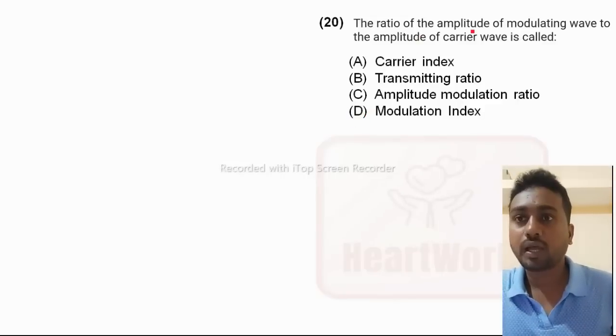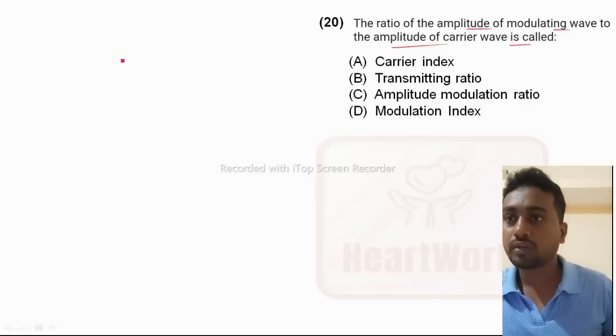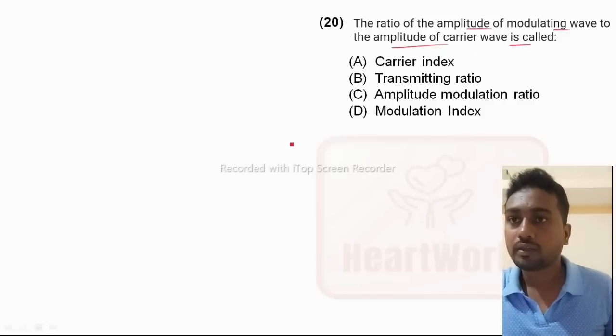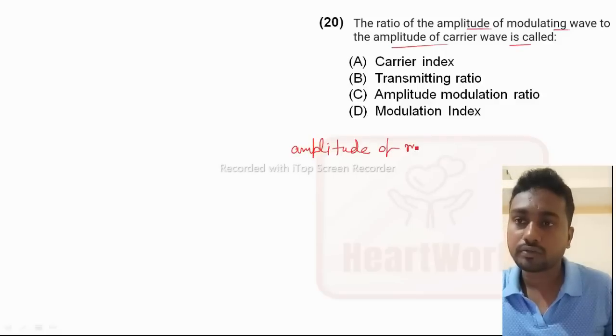The ratio of the amplitude of modulating wave to the amplitude of carrier wave is called? So the ratio of amplitude of modulating wave to the carrier wave.